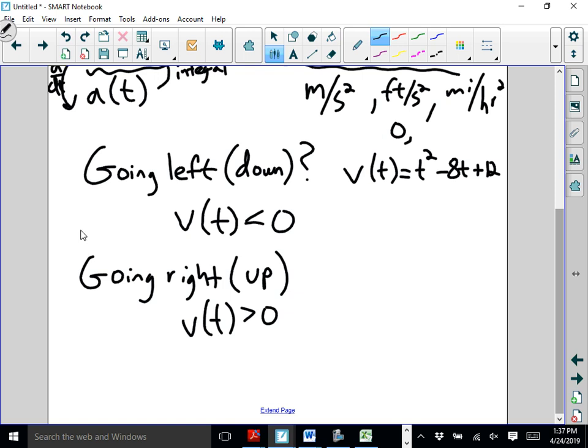So if they ask you, on the interval 0 to 10 here, on what interval is the object going towards the left? Well, to figure out where something is going left, I just want to figure out where my velocity is negative. So what can I do? If I had a graphing calculator, I'd graph this and see where it's below the t-axis or below the x-axis. If I don't have a calculator, then I want to figure out where my function v of t equals 0.